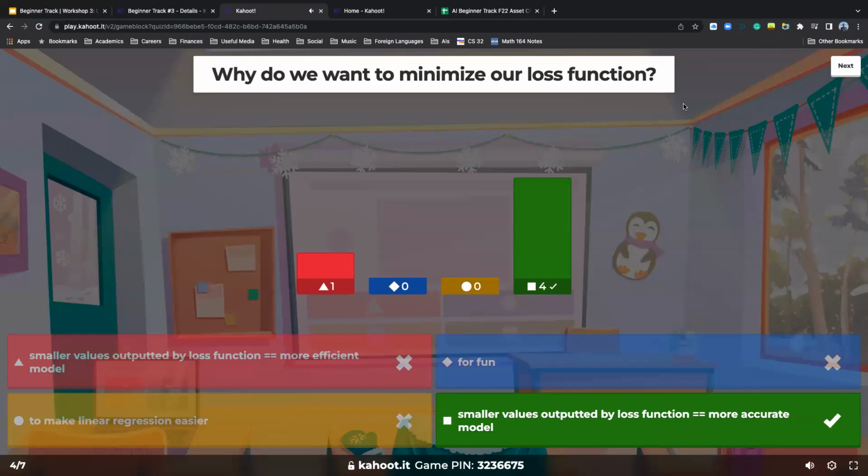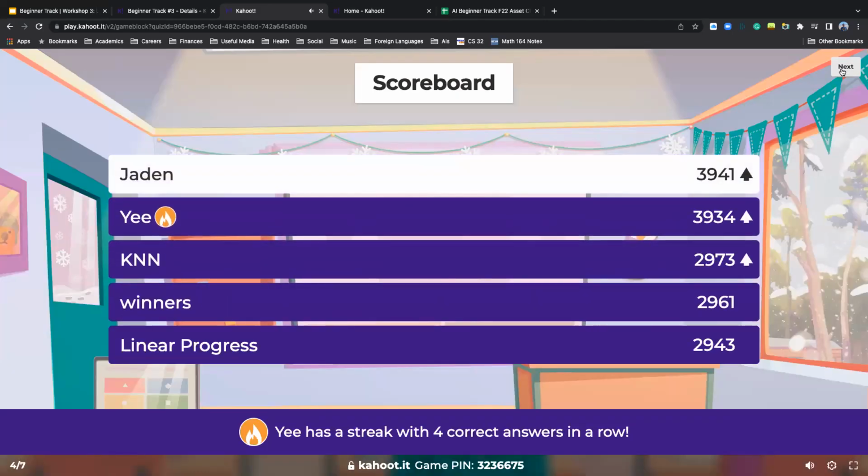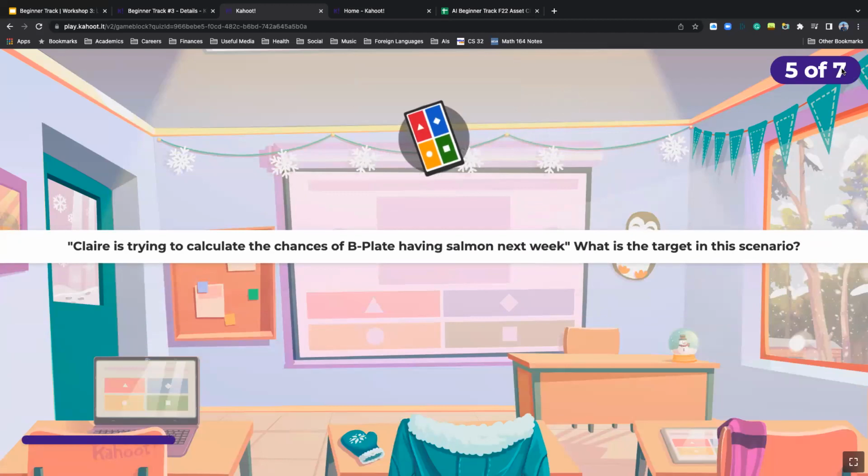The person who put red, it's more efficient just means how fast it runs. Minimizing our loss function does not mean it runs faster, just that it's more accurate. All right. Good. Claire's trying to calculate.